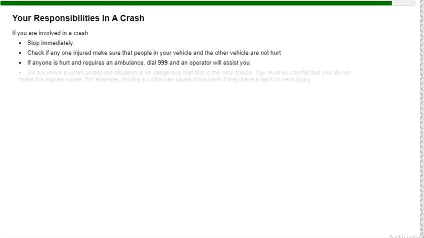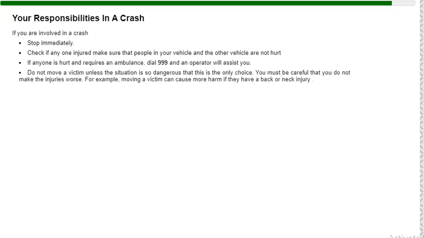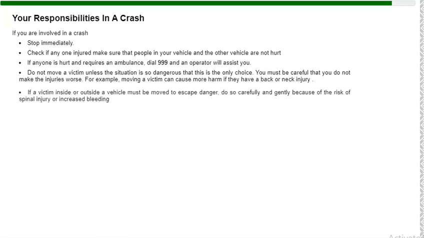Do not move a victim unless the situation is so dangerous that this is the only choice. You must be careful that you do not make the injuries worse. For example, moving a victim can cause more harm if they have a back or neck injury. If a victim inside or outside a vehicle must be moved to escape danger, do so carefully and gently because of the risk of spinal injury or increased bleeding.